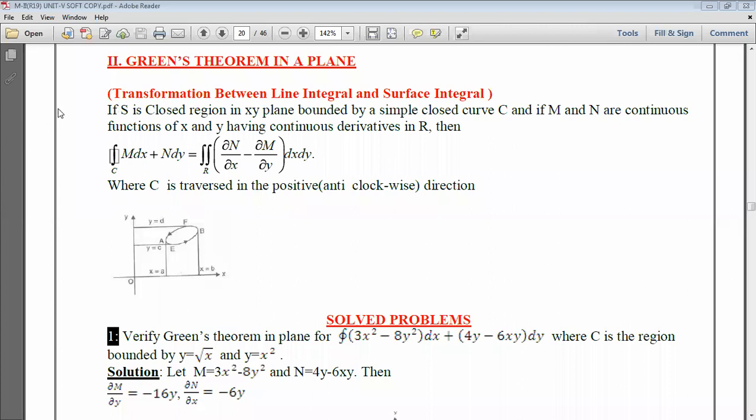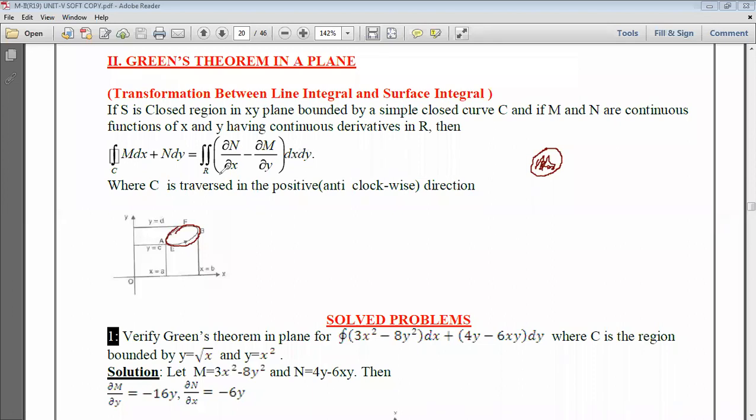Here, if S is a closed region in the XY plane, so it means it lies completely in the XY plane, bounded by a simple closed curve C. We are taking some closed region. Region, in the sense, simply we will say a closed one. Suppose we take this as a complete region. It is a closed one, and this region is bounded in the xy plane by a simple closed curve.